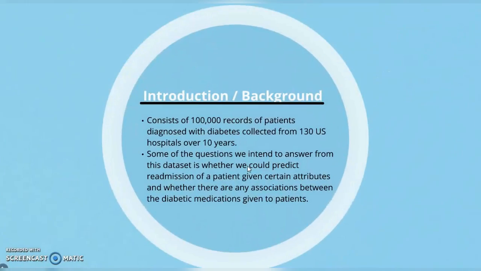The dataset consists of over 100,000 records of patients diagnosed with diabetes, with records from over 130 hospitals all over the United States over a span of 10 years.